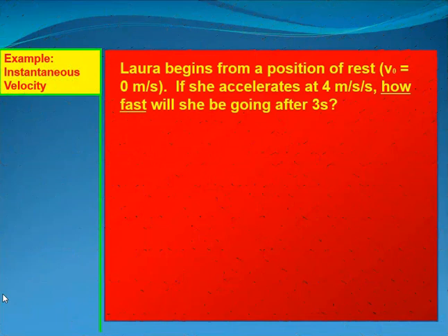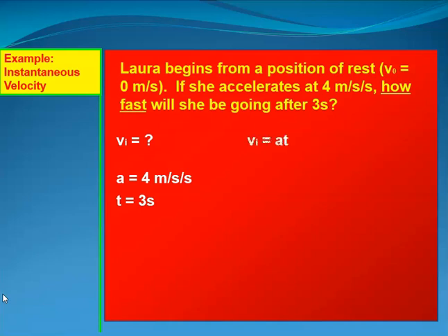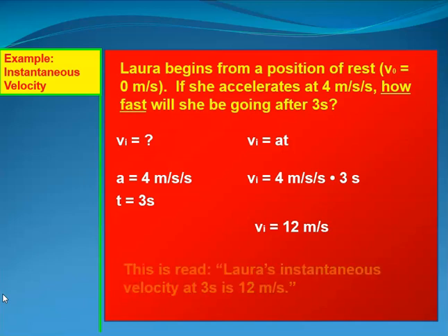So Laura begins from a position of rest, V0 equals 0. She accelerates at 4 meters per second squared. How fast will she be going after 3 seconds? So Vi equals question mark. Acceleration is 4 meters per second squared. t is 3 seconds. There's the formula. You plug in the numbers and she'll be going 12 meters per second after 3 seconds. This is Laura's instantaneous velocity at 3 seconds: 12 meters per second.